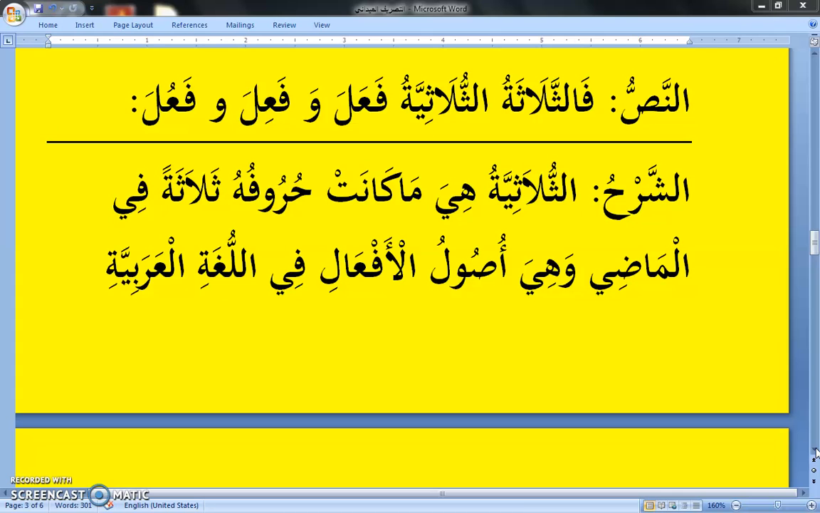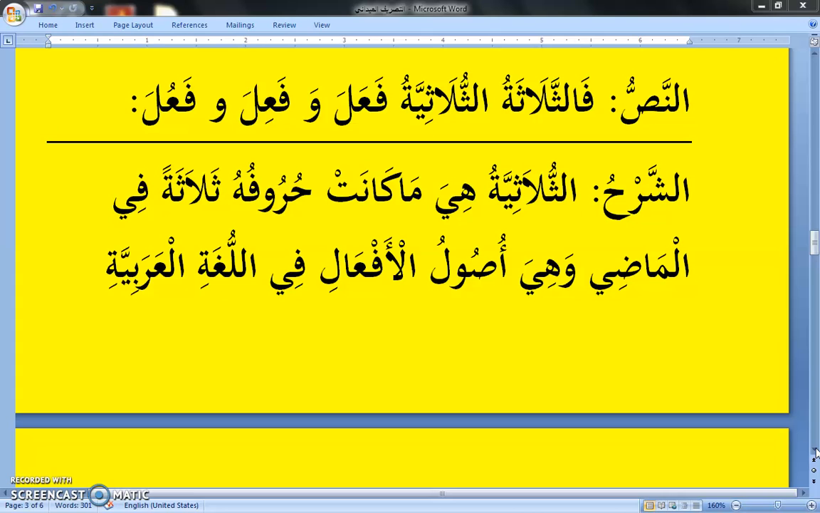فالثلاثة ثلاثية. So the three basic three-letter verbs are فعل, عين with fatha in Madi, وفعل, عين with kasra in Madi, وفعل, عين with dhamma in Madi. These are the three wazn of al-mujarrad thulathi.